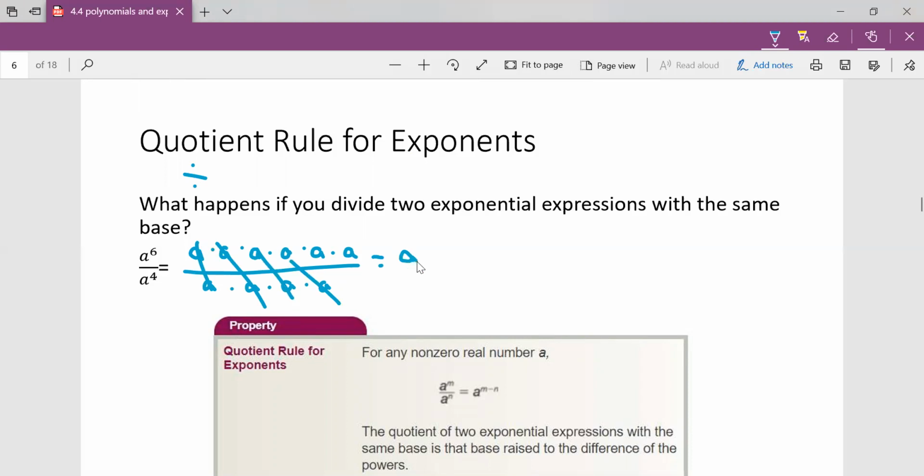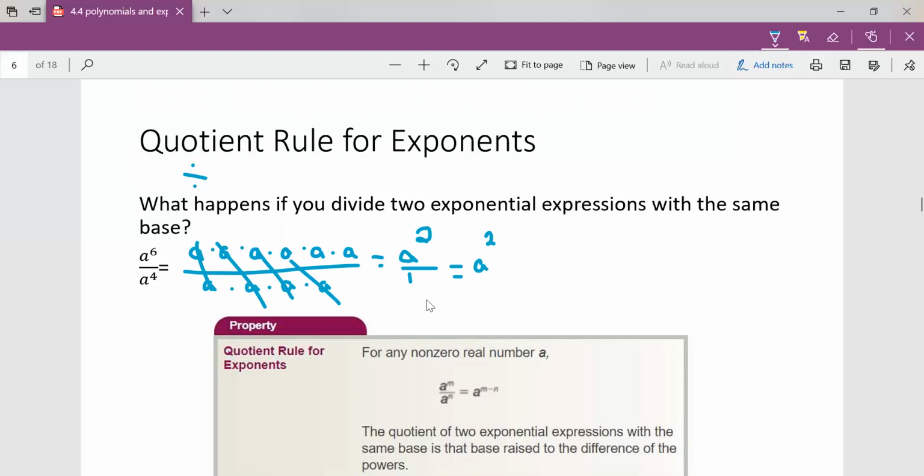I am left with a to the 2nd, and what's on the bottom? Nothing, so I'm going to put a 1, which means a to the 2nd over 1, which is the same as a squared. And the reason it's important to put that 1 in the bottom is because if you're left with nothing on the top, which could happen, you have to have the 1 on the top. You can't just get rid of it.